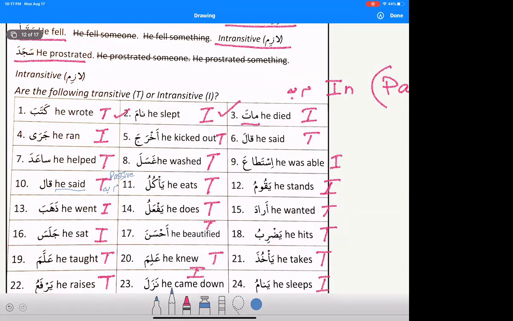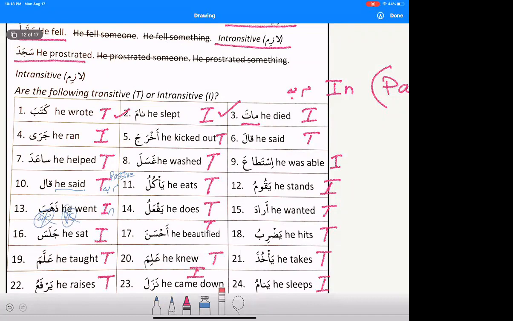Now, zahaba, he went. So he went something or someone. Intransitive. That doesn't make sense. So that means this is intransitive, lazim. That means it cannot take maf'ul bihi, and cannot be made passive. Okay, so this is what it means.